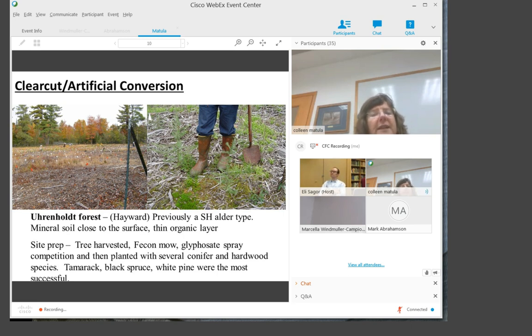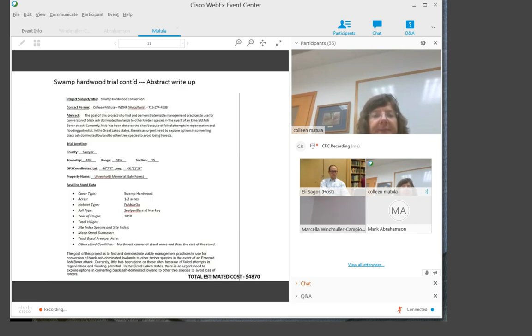And I think that one of the reasons why this site was successful and it didn't swamp out is because it wasn't a deep organic layer. There was mineral close to the surface. So those are some of the considerations that I'll continue to mention throughout this presentation.